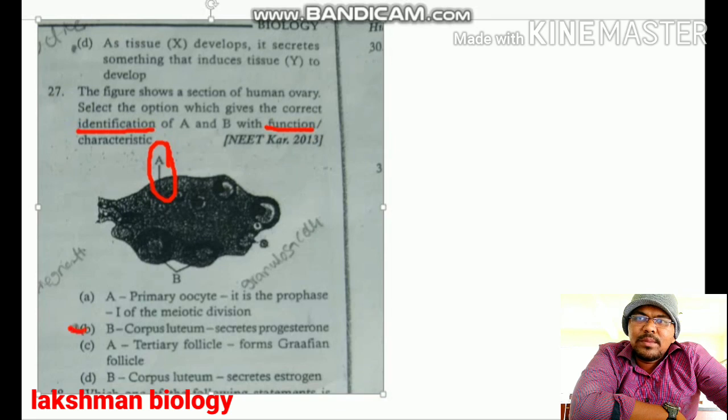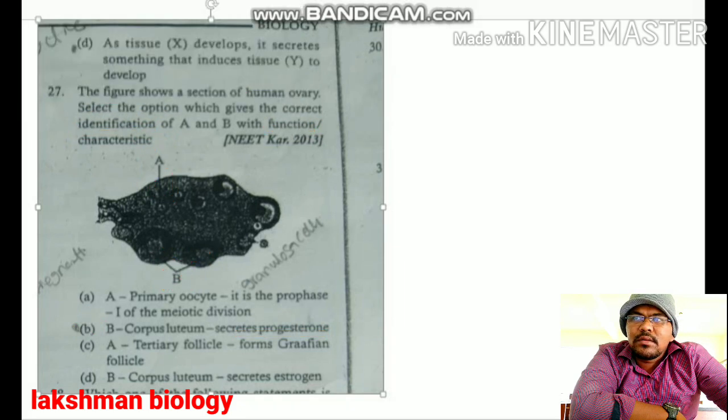Next, option B. B is the corpus luteum. Yes, this is the corpus luteum, and its function is secretion of the progesterone hormone. Both are correct. Hence, option B is the answer. The answer for question number 27 is option B.